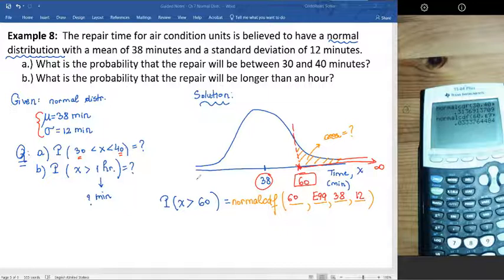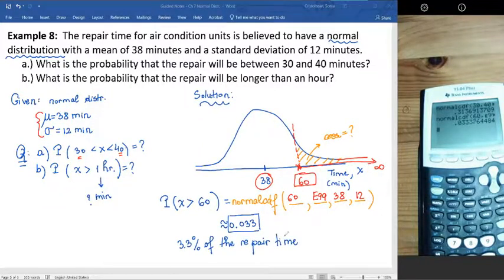The answer is 0.033. What does this mean? Let's interpret this result. It means that about 3.3% of the repair time will take more than an hour.